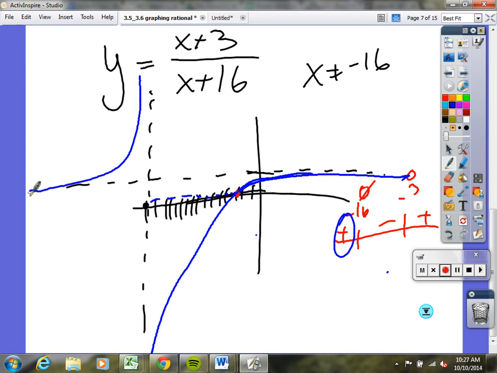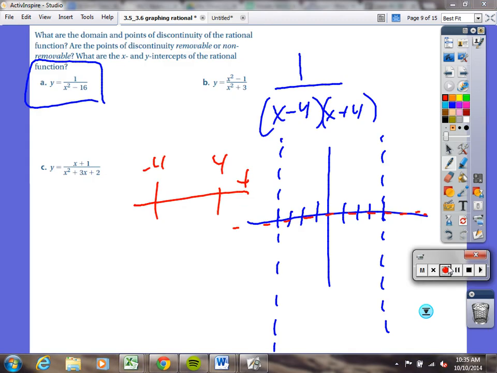I picked a number greater than 4, I plugged it in, and I got a positive, because 1's positive over a positive, correct? Let's pick a number between 4 and -4. 0's a nice one. 1 positive. 0 minus 4, negative. 0 plus 4, positive. So I have a positive, negative, positive. What does that come out to be? Does everybody understand where I'm getting these from? Okay, negative. All I care about is positive or negative because I'm asking you to sketch the graph.